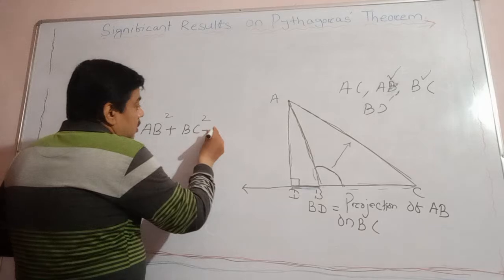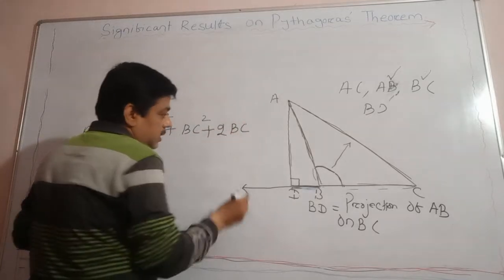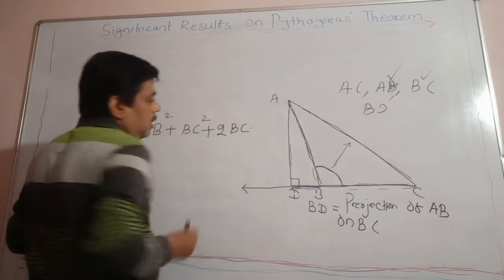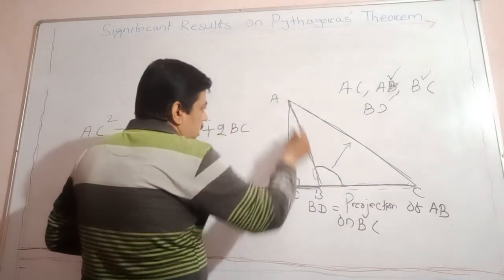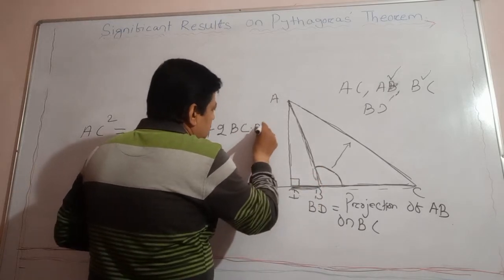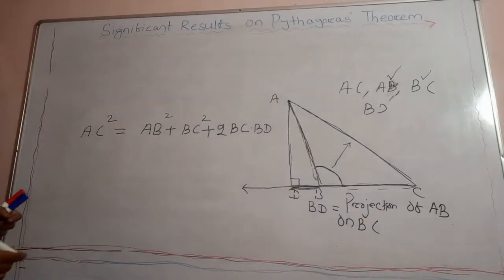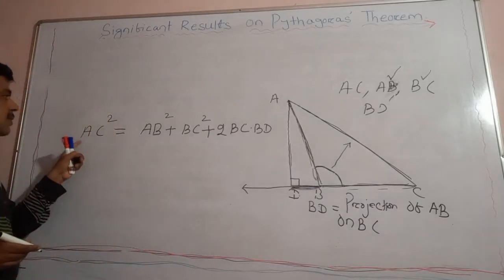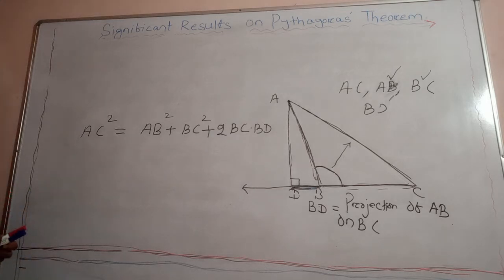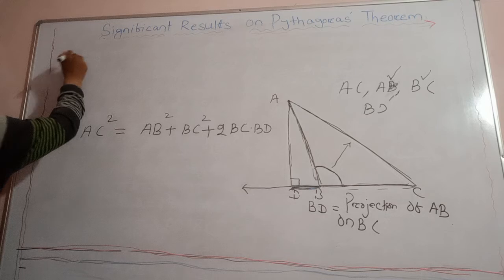Plus twice the product of one side. Which side? One side is BC, and the projection of the other side. What is the other side? AB. The projection is what? BD. The projection of the other side on the side BC. This statement we are going to prove. How can we show this relationship using the result of the Pythagoras theorem? Let us see. Let us write the statement.